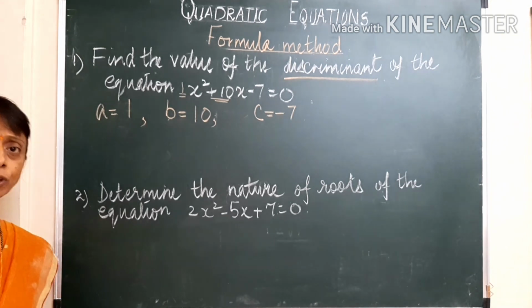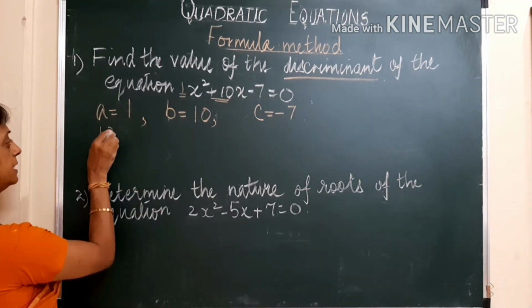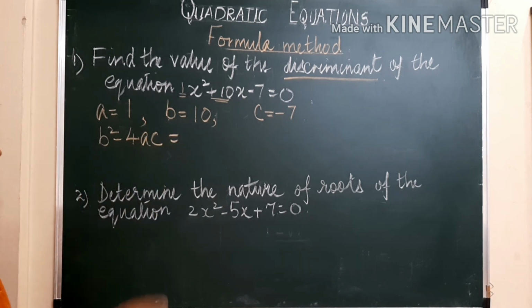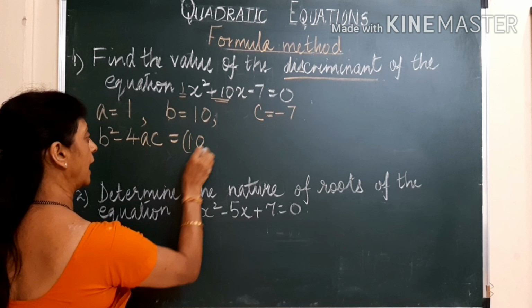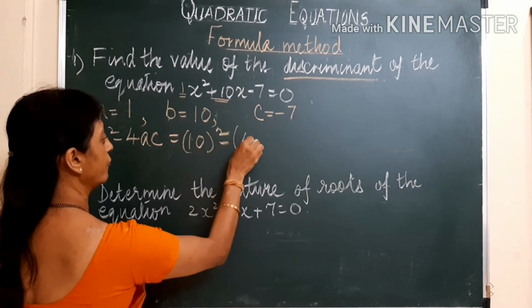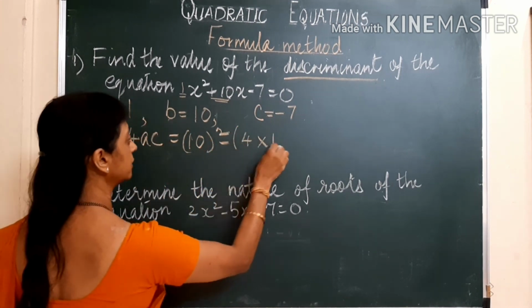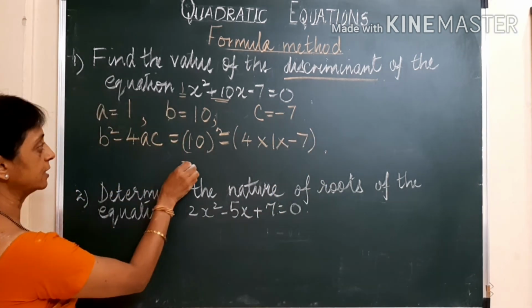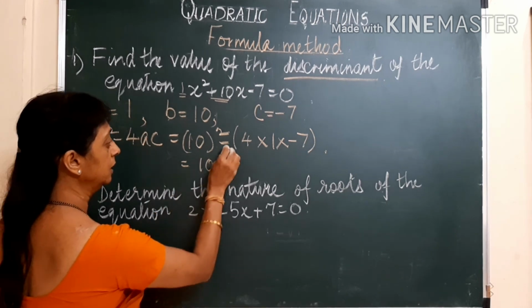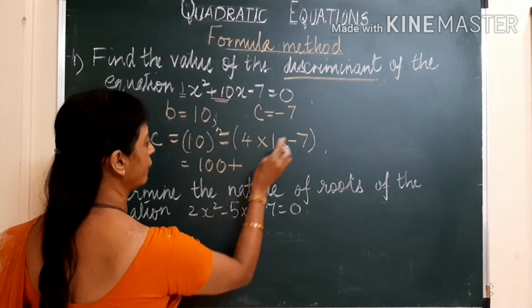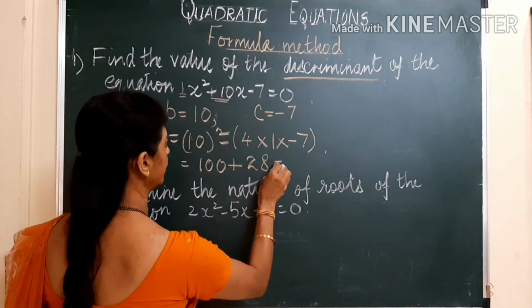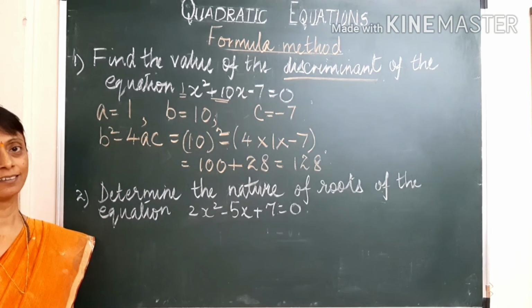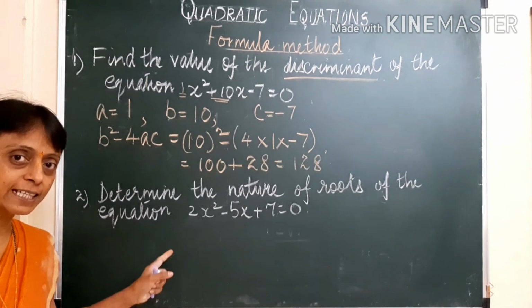Now, how do we find out the value of the discriminant? That is b square minus 4ac. Let's substitute b and its square minus 4 into a into c. So what do we get? 10 square is 100. Minus into minus is plus. 4 sevens are 28. So the value of the discriminant is 128. Right, children? Now let's move on to the next problem.